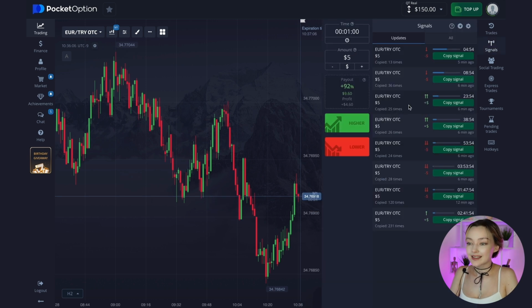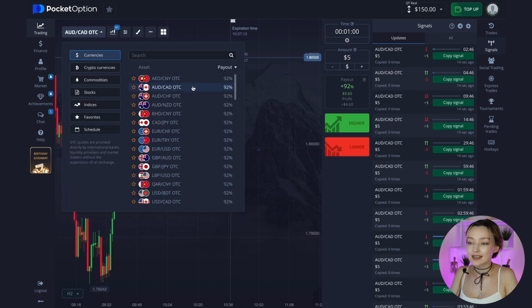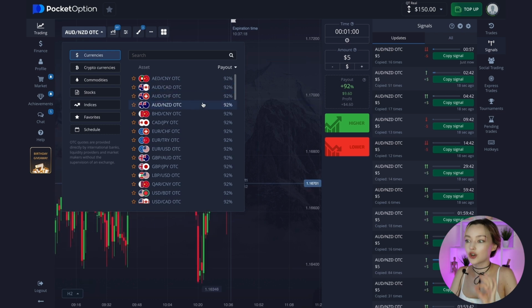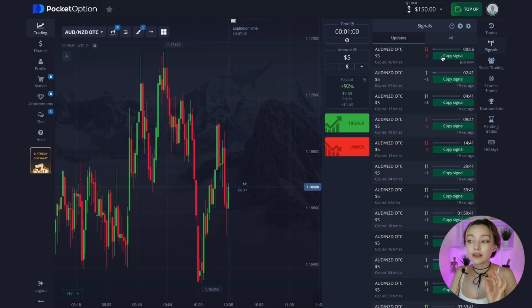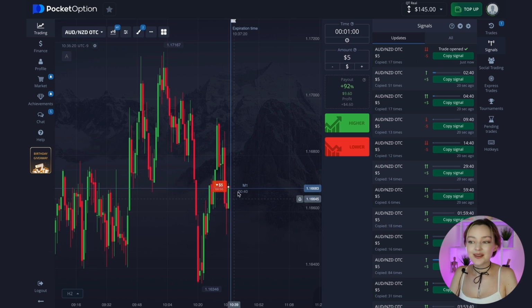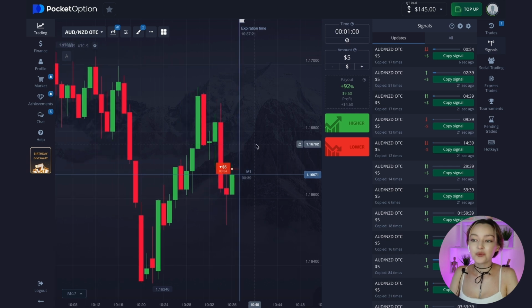We open the signals section and just copy the ones that the platform provides us with. We switch between currencies and be sure to find a signal that has just appeared, a fresh and new one, and we click the copy button. That's it, the signal just came out. The time of the deal is 1 minute. We just copied the signal and are waiting for the result. Then everything depends on what will actually happen.